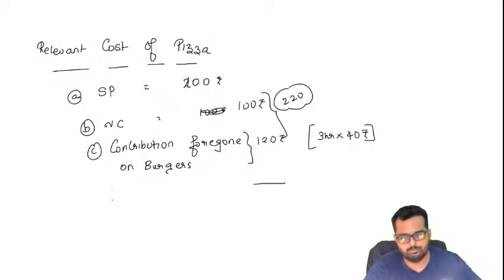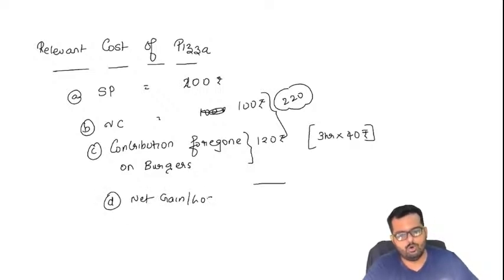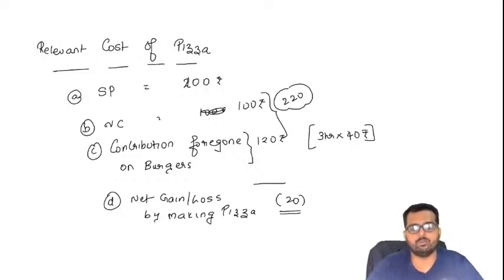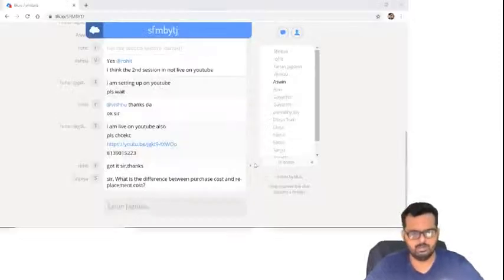Correct? So now tell me, based on this, what is the net gain or loss by making pizza? 200 minus 220, do you make a loss of 20? So tell me, should we make pizza, yes or no? No, we should not make pizza because we are making a loss. Can you write down this in your books now?